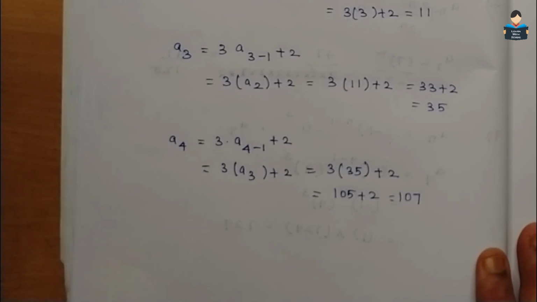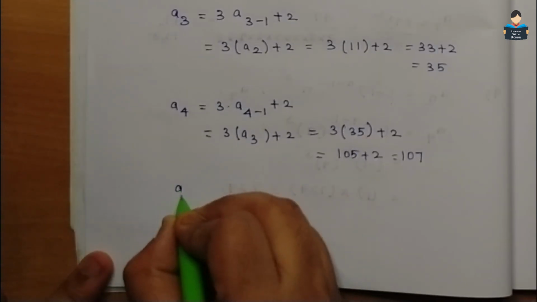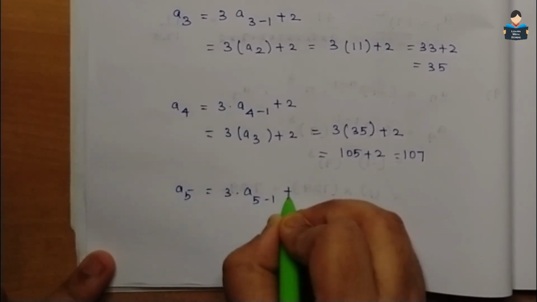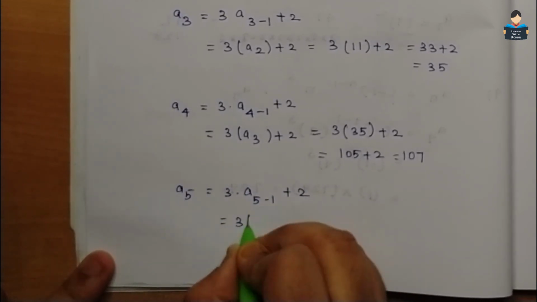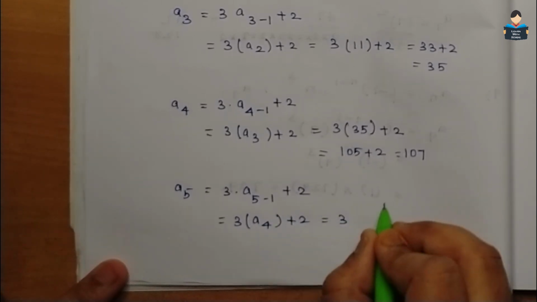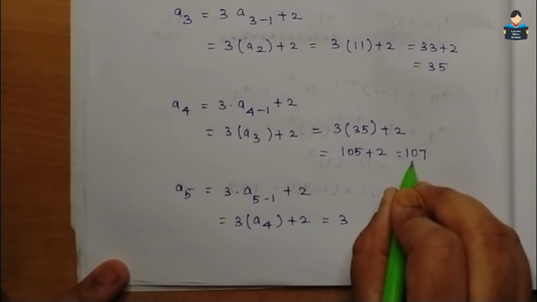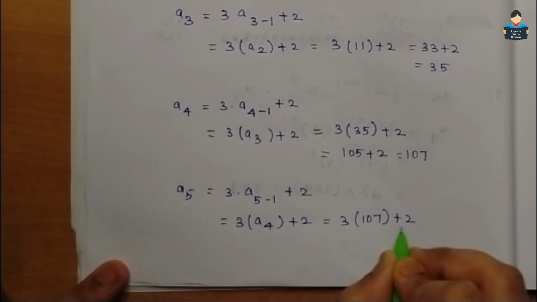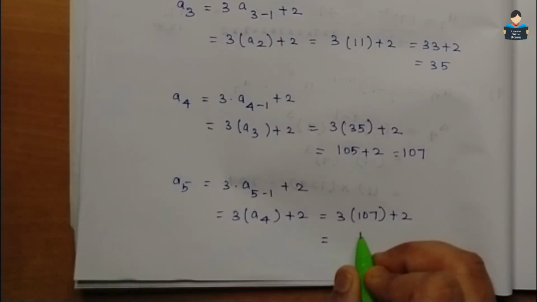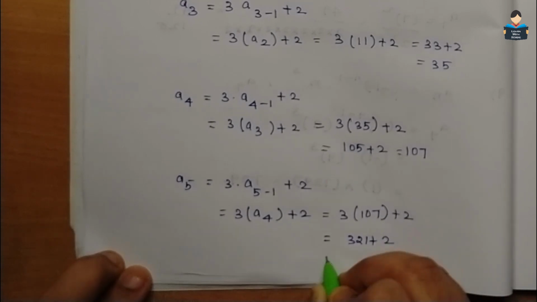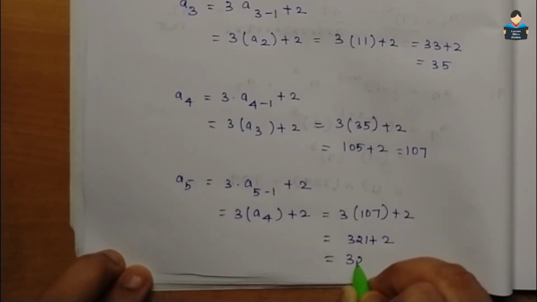Next we can find a5. So 3 into a_(5 minus 1) plus 2. So 3 into a4 plus 2. What did we get for a4? The a4 value is 107. So 3 into 107 plus 2, 321 plus 2, which is 323.